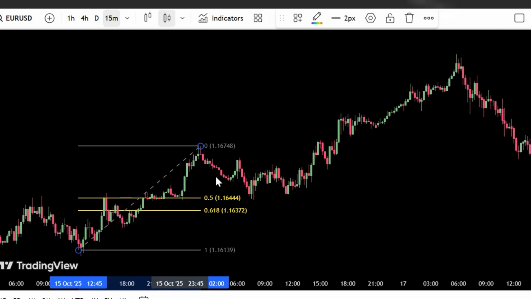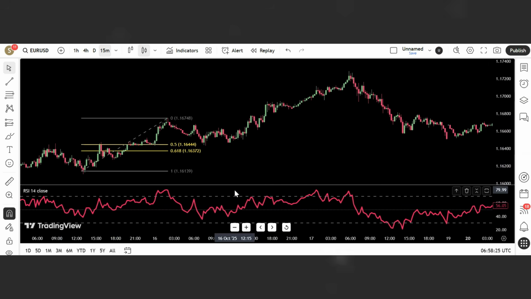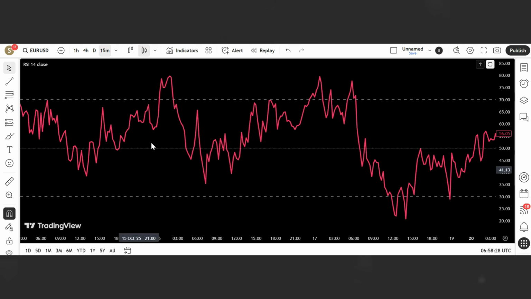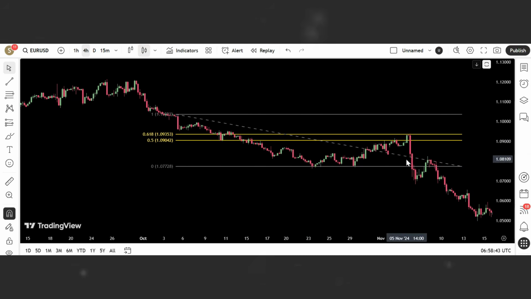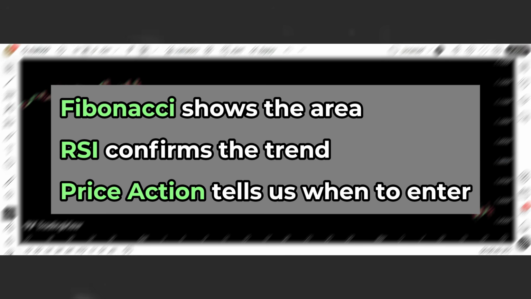But we don't use Fibonacci alone. We need confirmation from RSI. In an uptrend, RSI above 50 shows buyers are in control, and in a downtrend, RSI below 50 shows sellers are in control. Finally, we'll look at price action, candlestick patterns like bullish or bearish engulfing to know exactly when to enter. Think of it like this. Fibonacci shows the area, RSI confirms the trend, and price action tells us when to enter. When all three line up, you get a high probability scalp trade. In the next part, we'll see how to combine these tools and create a trade setup.